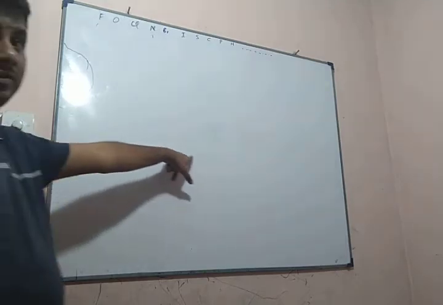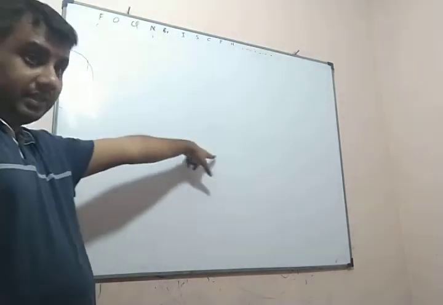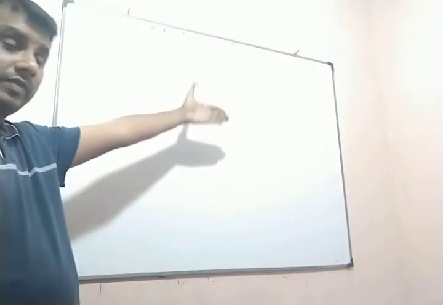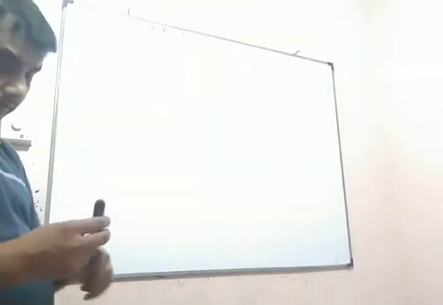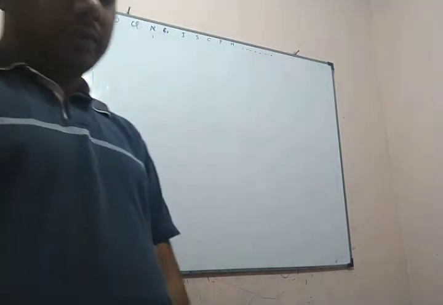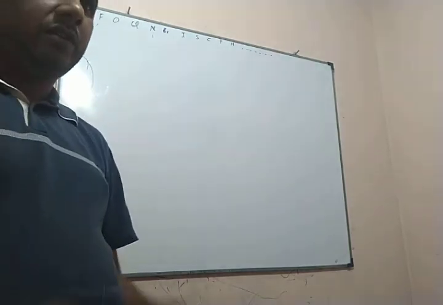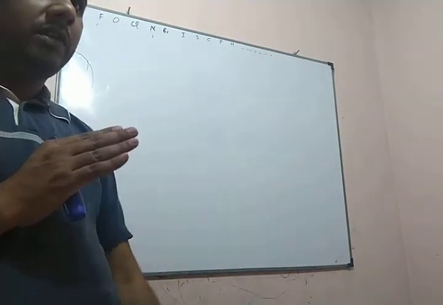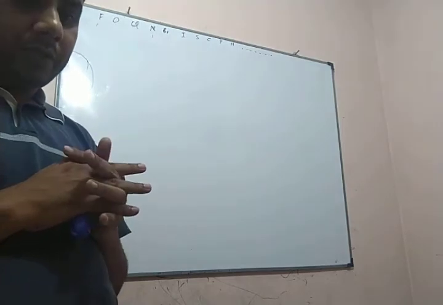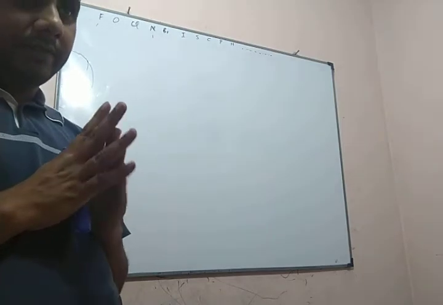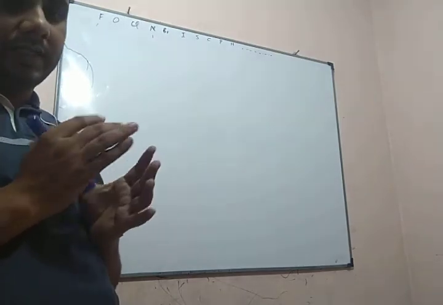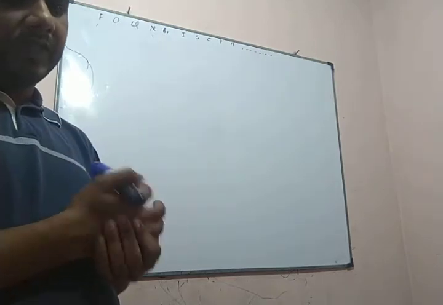That kind of nomenclature will be discussed in organic chemistry. Glucose is an organic compound. We'll study later. Now, simple inorganic compounds. We are going to name simple inorganic compounds. IUPAC means what? The term IUPAC stands for International Union of Pure and Applied Chemistry.